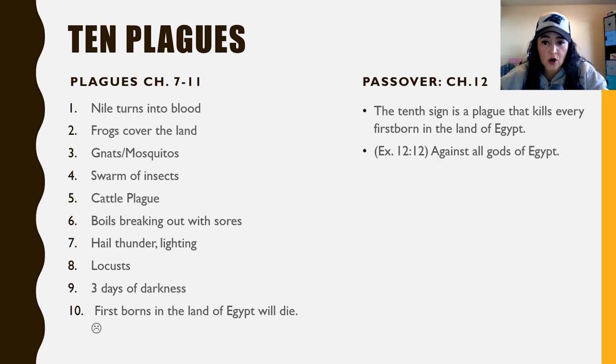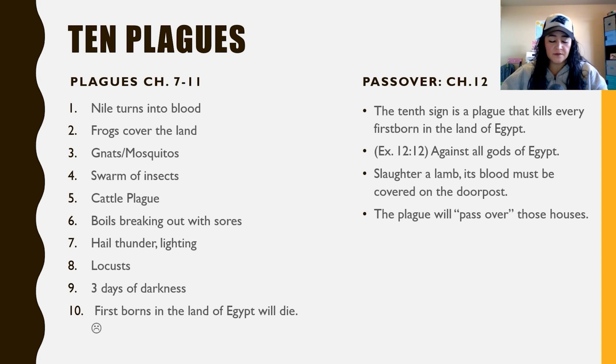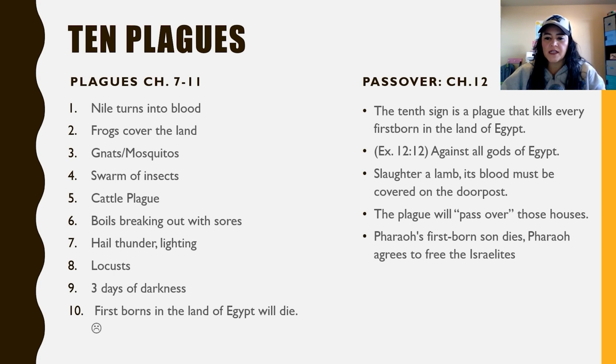The instructions are that they are to slay a lamb, and its blood must be put on the doorposts of their house. Now, when the plague would strike, God would pass over the houses that were covered with the blood of the lamb. So by passing over the houses, the firstborn would be spared. Now, Pharaoh's son dies in this Passover. Isn't that interesting that Pharaoh's son dies and the very next day the Israelites are headed to the promised land? It kind of brings me to a very similar story: God's Son dies and we get to go to the promised land.